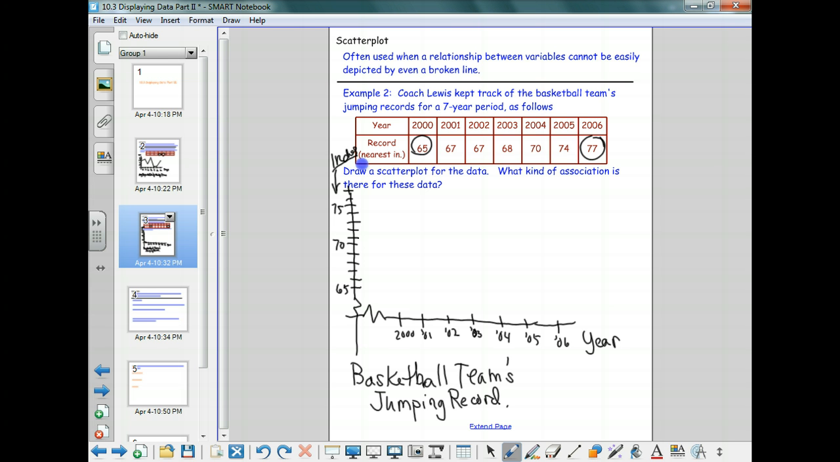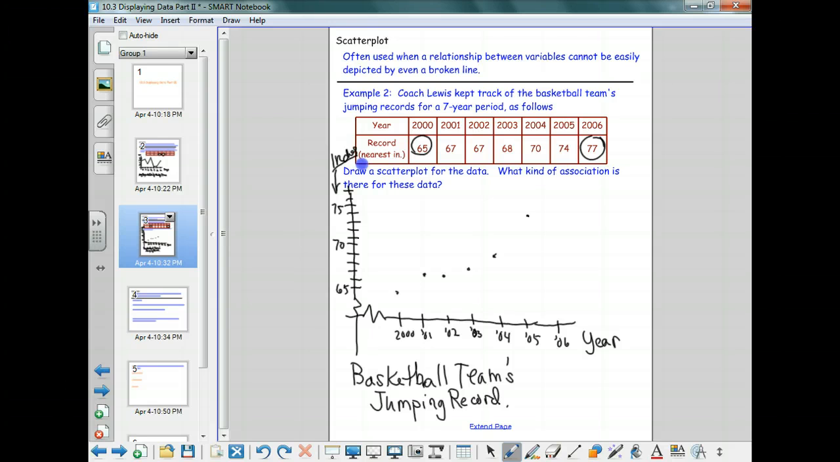Then we can plot points like Haley said, right? There's red plots of points. Okay. So we've got year 2000, we've got 65. The year 2001, we've got 67. The year 2002, it's at 67 again. 2003, it's at 68. 2004, it's at 70. 05, it's at 74.